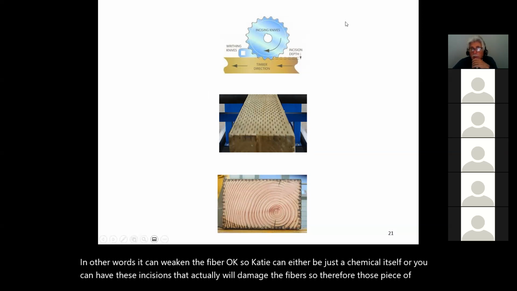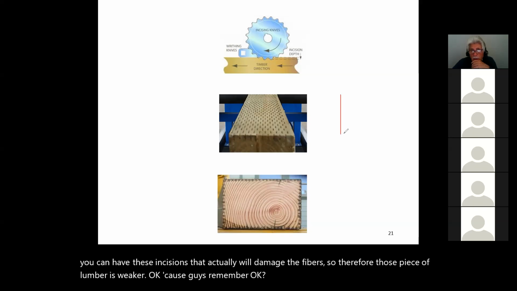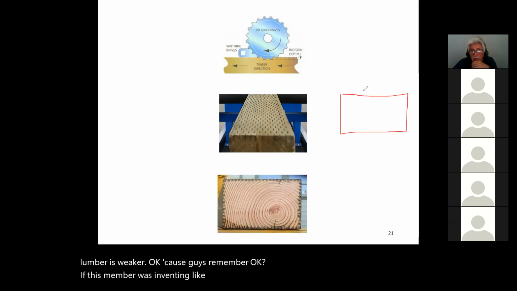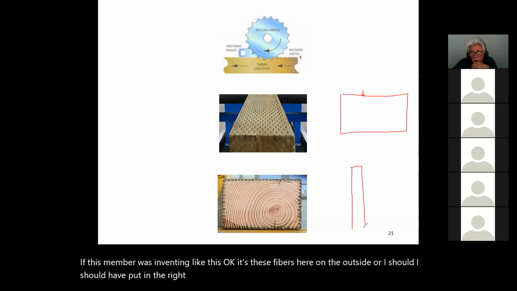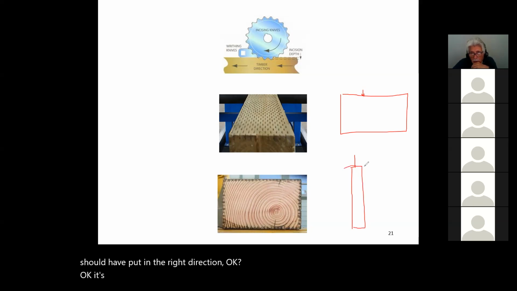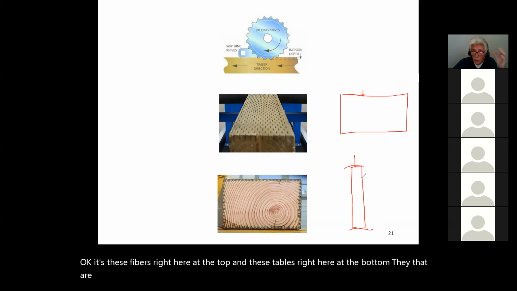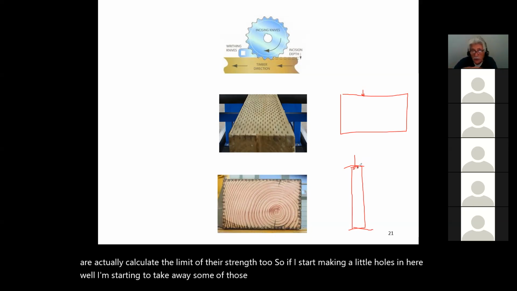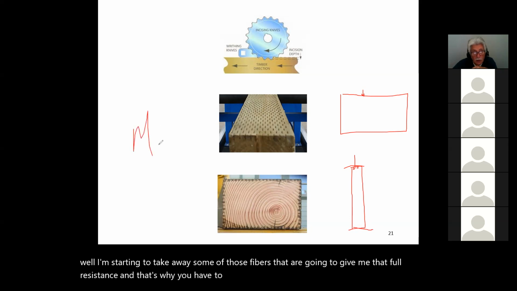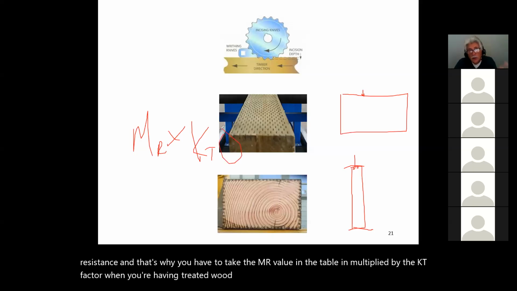Because guys, remember, if this member was in bending like this, it's these fibers right here at the top and these fibers right here at the bottom that you're actually calculating the limit of their strength to. So if I start making little holes in here, I'm starting to take away some of those fibers that are going to give me that full resistance. And that's why you have to take the MR value in the table and multiply it by the KT factor when you're having treated wood. Okay. So these are incised lumbers.